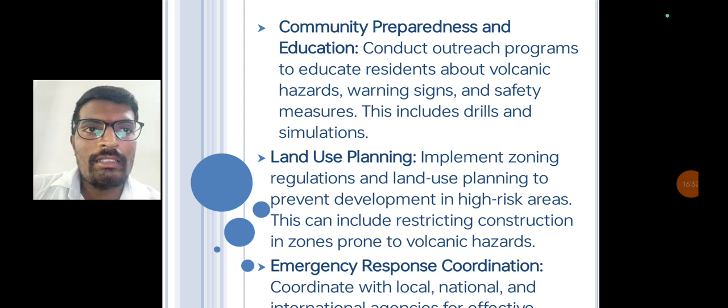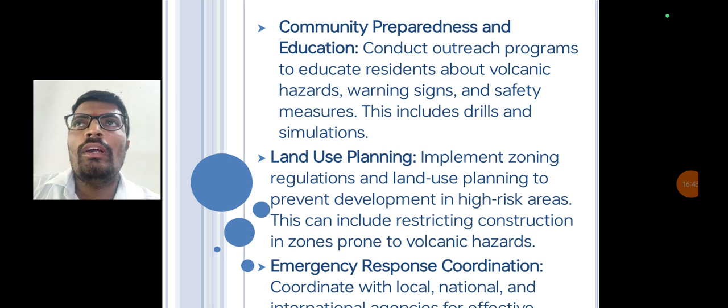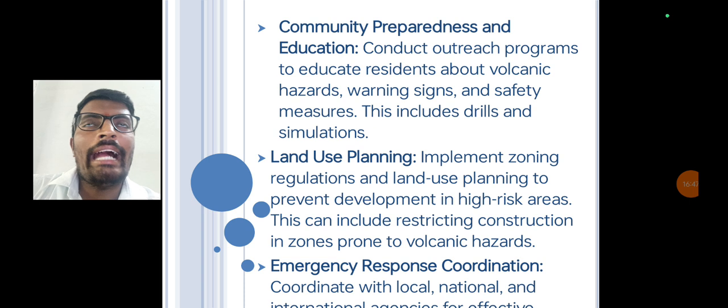The third mitigation measure is community preparedness and education. In this phase, education must be provided to the surrounding regions or areas, which helps people learn how to react and act during a disaster. When a big disaster hits, this helps them recognize warning signs, and we also take safety measures. This includes drills and simulations.